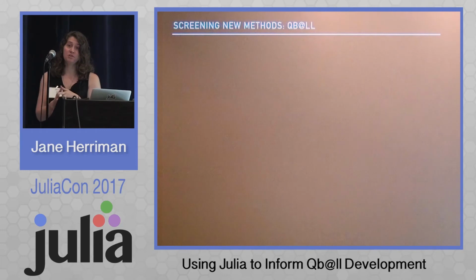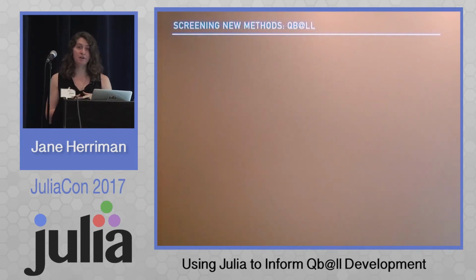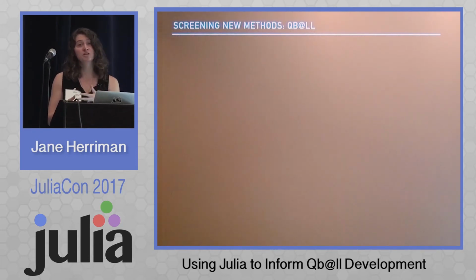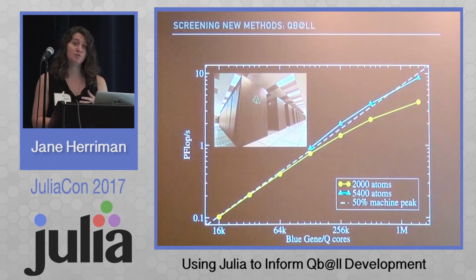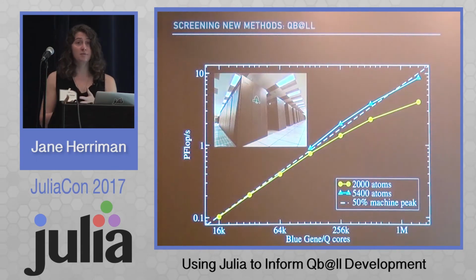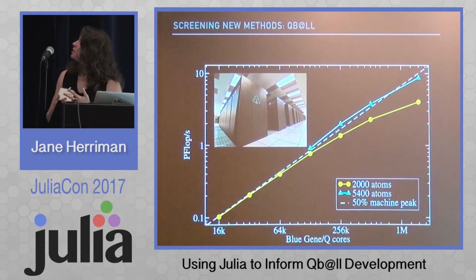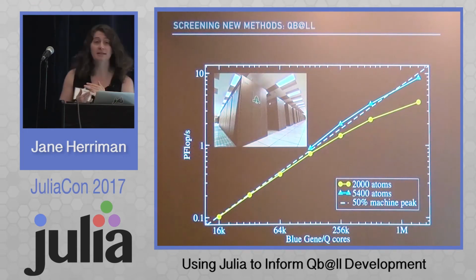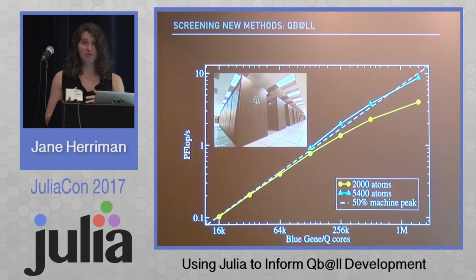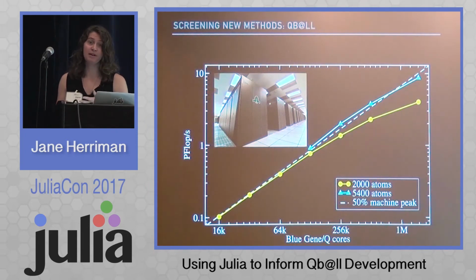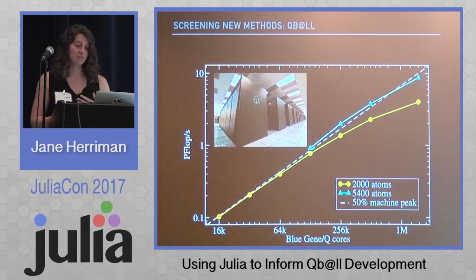Now, to do that, we have to screen new propagation methods. And there are many different methods for us to try, but screening new methods directly in QBall is pretty time-consuming. QBall is designed to run on supercomputers with millions of processors, and it's really great at what it does. In the plot that I show here, the number of petaflops per second performed by QBall is plotted against the number of cores on a Blue Gene/Q. And we can see here that for relatively large simulations of a few thousand atoms, QBall scales reasonably well up to about 1.6 million processors.